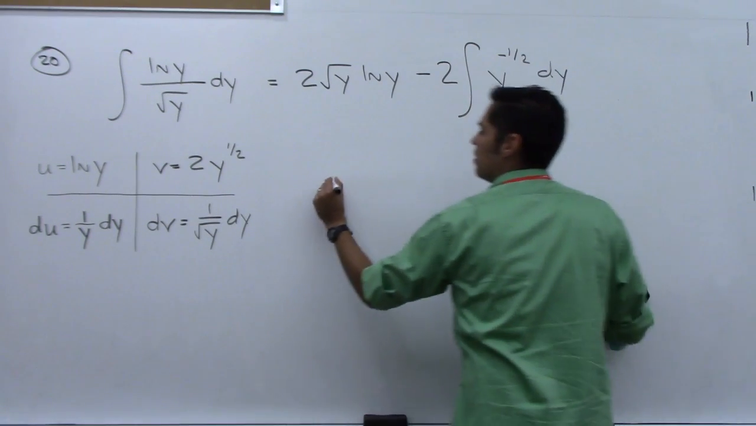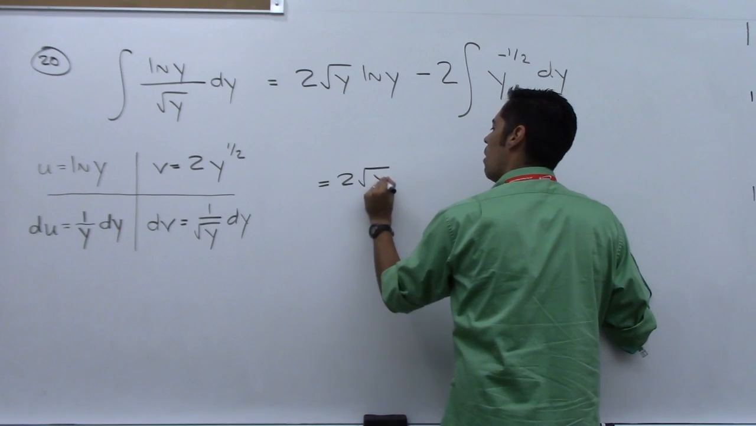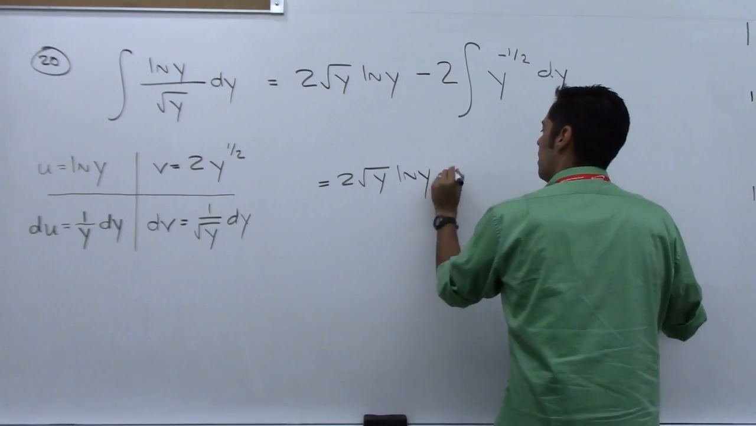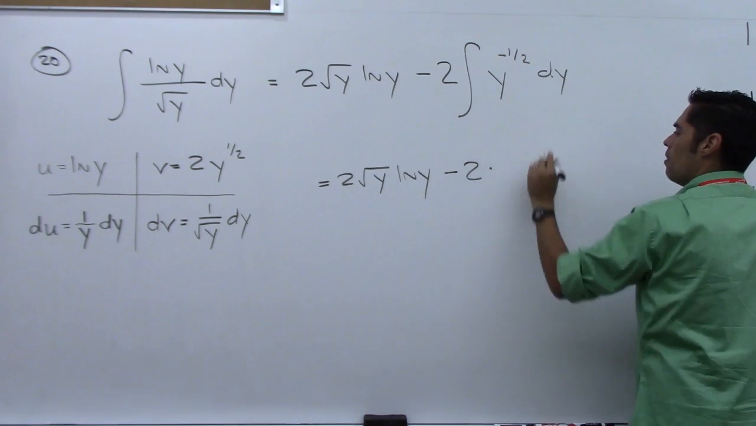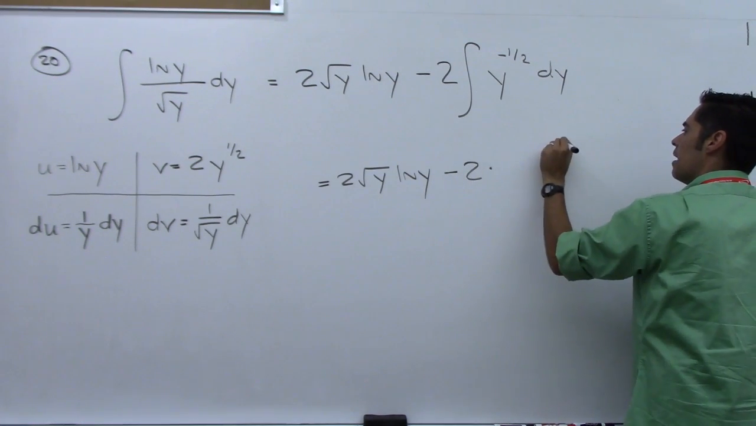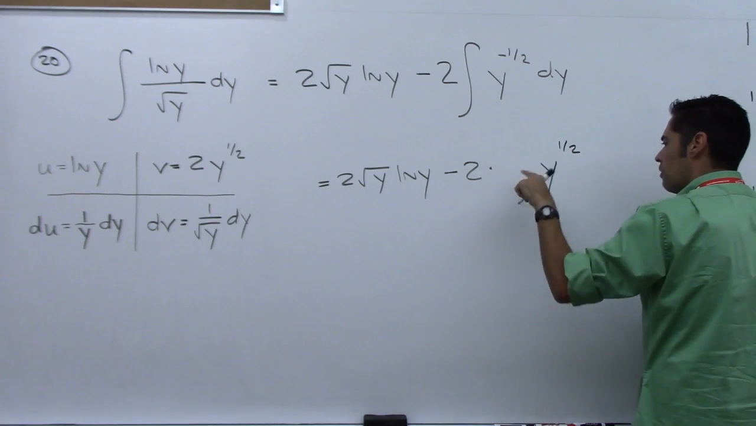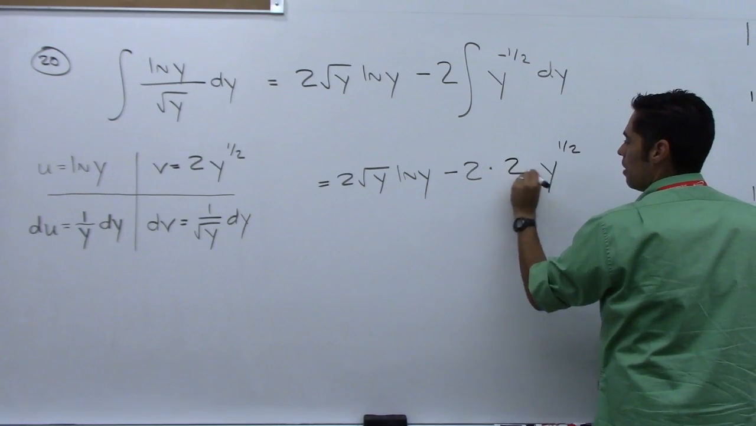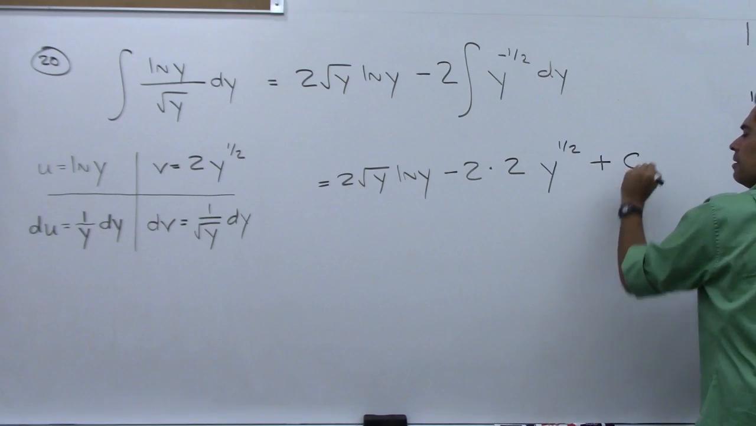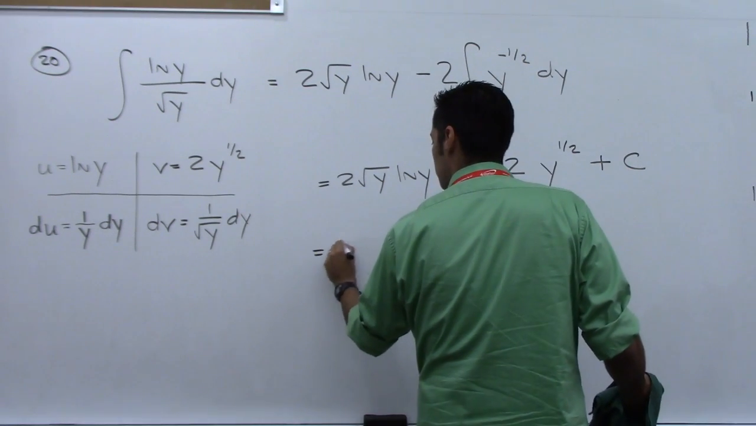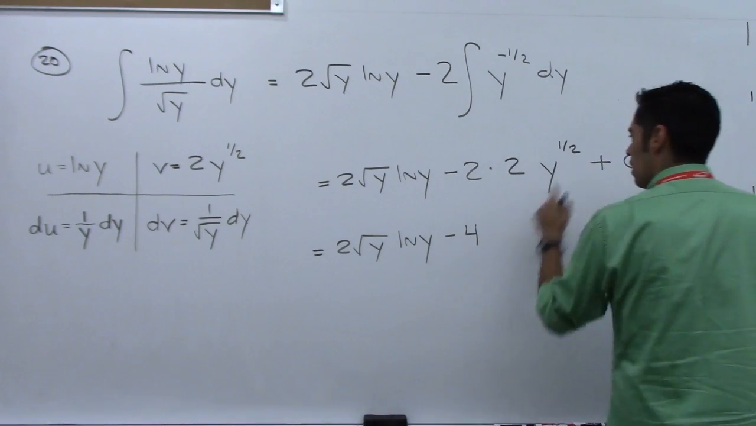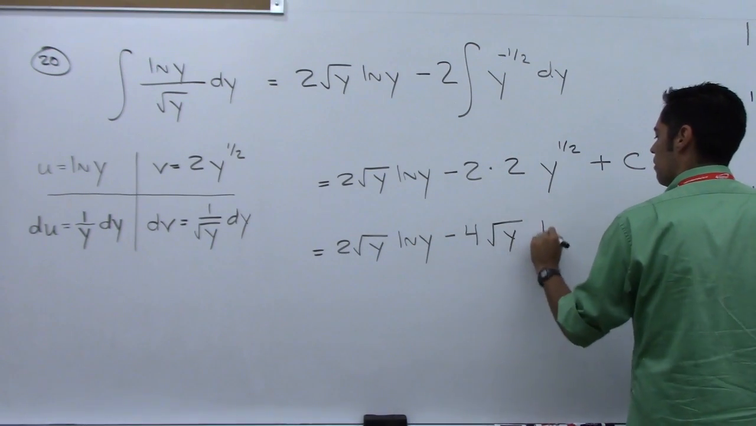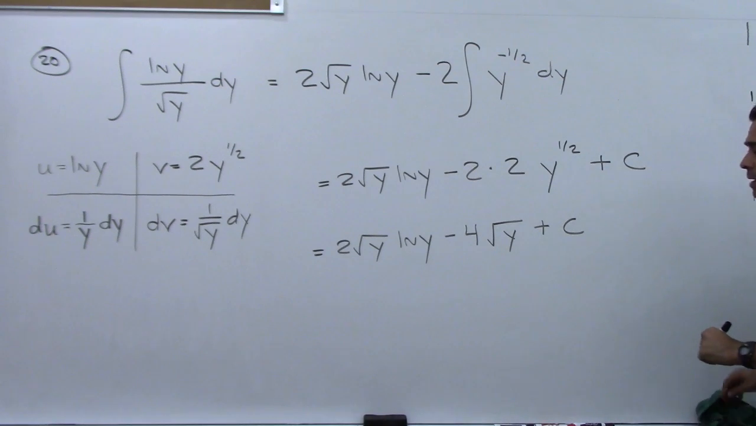So this is equal to 2 square root of y, natural log y, minus 2 times, let me give myself a space here, y to the... I add 1 to that, I get 1/2, and I do 1 over 1/2, which is going to be 2, so another 2 there, plus some constant. So final, 2 square root of y, natural log y, minus 4 square root of y, plus c, and you could at this point factor out a square root of y and a 2 if you want.